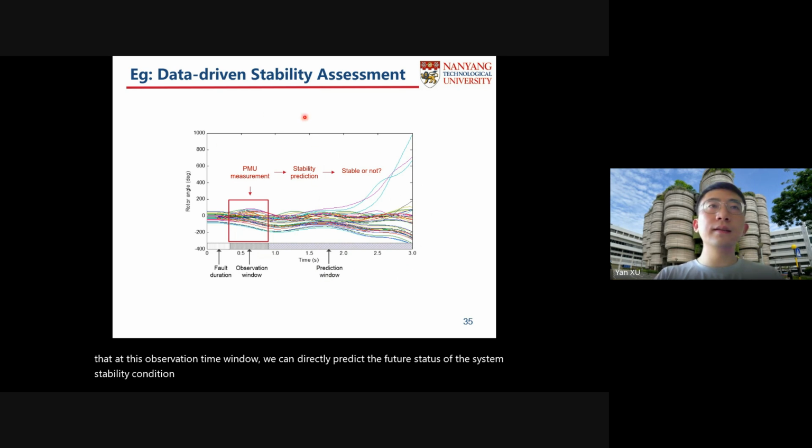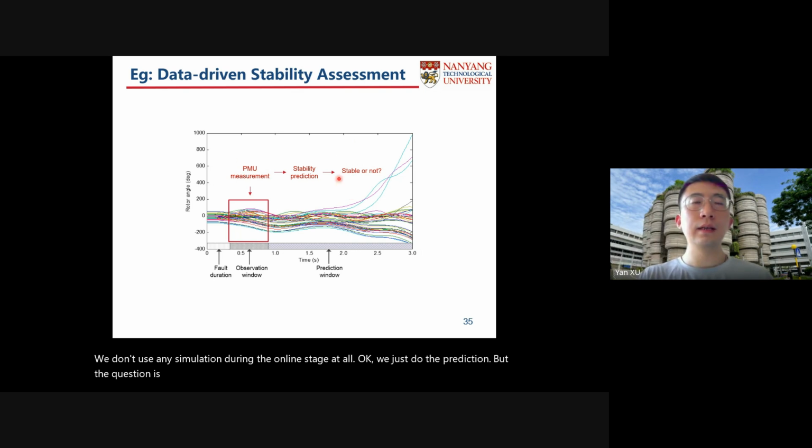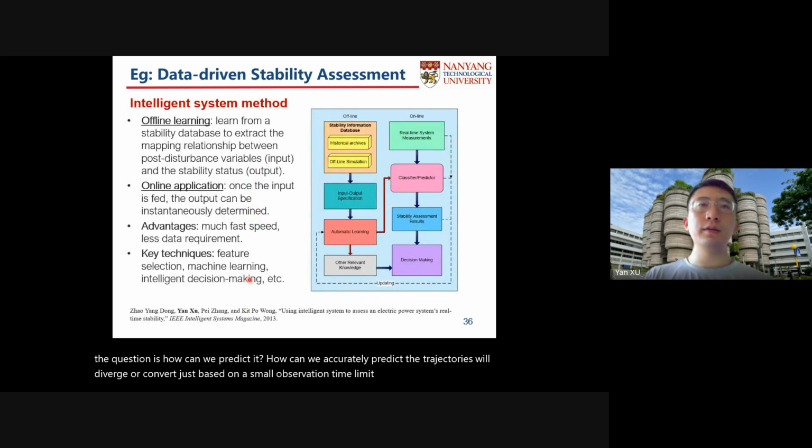This is the so-called data-driven stability assessment, because we don't use any simulation during the online stage at all. We just do the prediction. But the question is, how can we predict? How can we accurately predict whether the trajectories will diverge or converge just based on a small observation time window? In our research group, we have been working on this topic for more than 10 years.